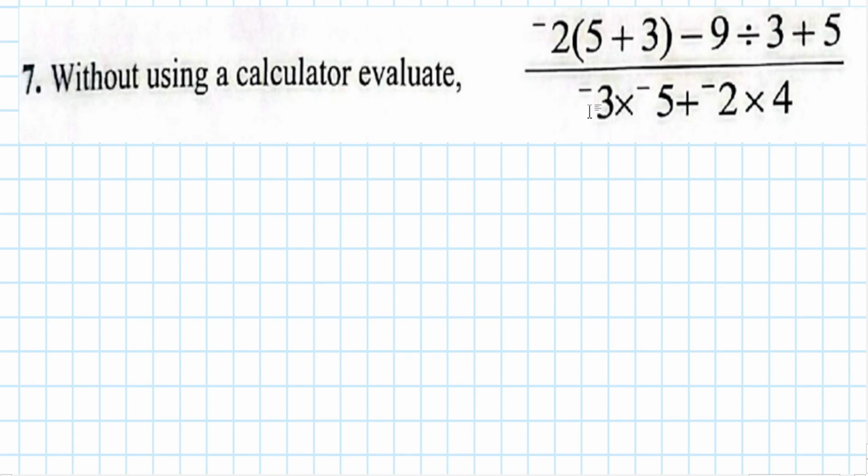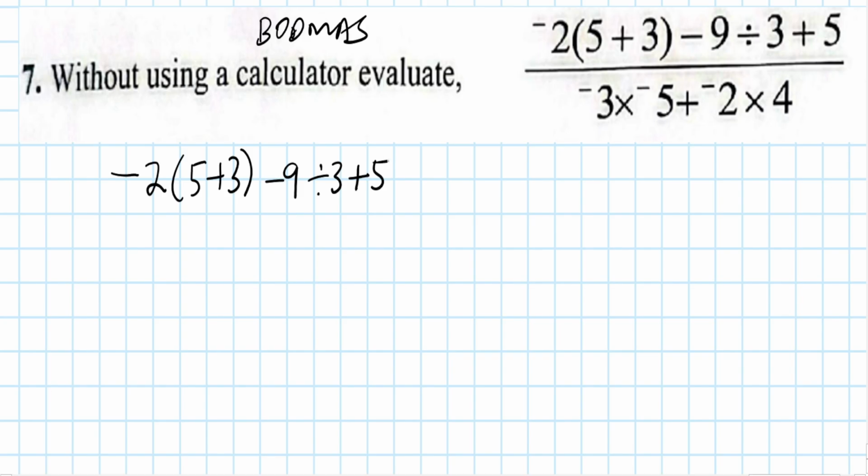Okay, without using a calculator, evaluate -2 into bracket 5 plus 3 minus 9 divided by 3 plus 5 over -3 times -5 plus -2 times 4. Now let's start using BODMAS. So obviously brackets. So minus 2 into bracket 5 plus 3 minus 9 divided by 3 plus 5. Let's start with the numerator. So minus 2 brackets 5 plus 3 gives you 8 minus 9 divided by 3 plus 5.